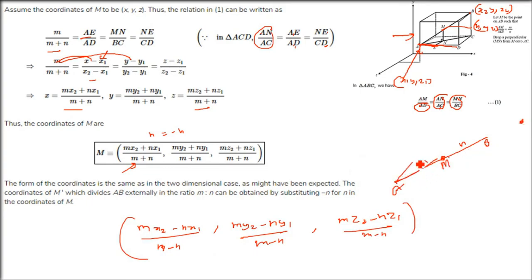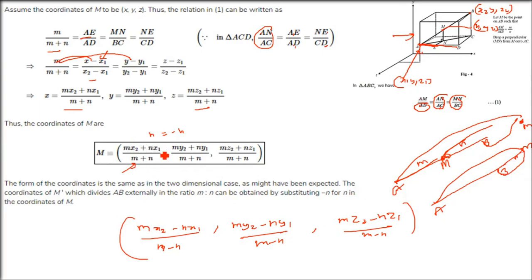That is, C is somewhere here, and if I take M outside, say this is M, then AM by BM, or AM is to BM, is your m is to n. This is m, this is n. So this formula will be used.